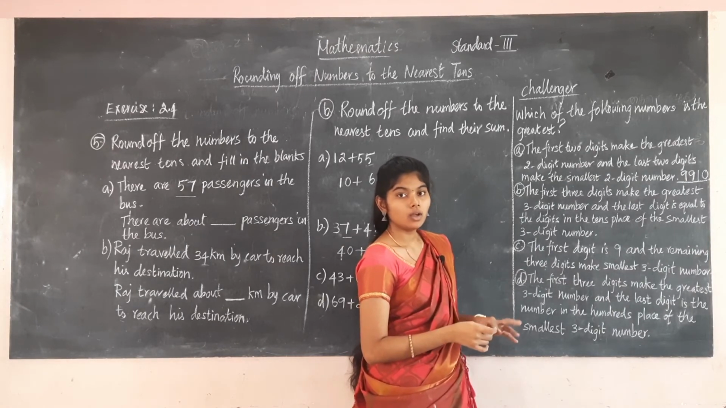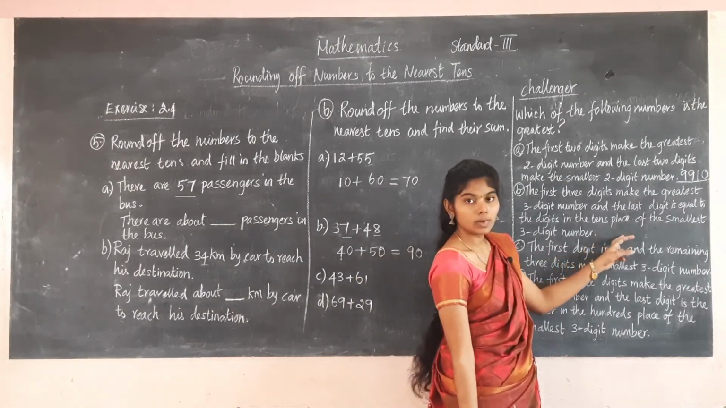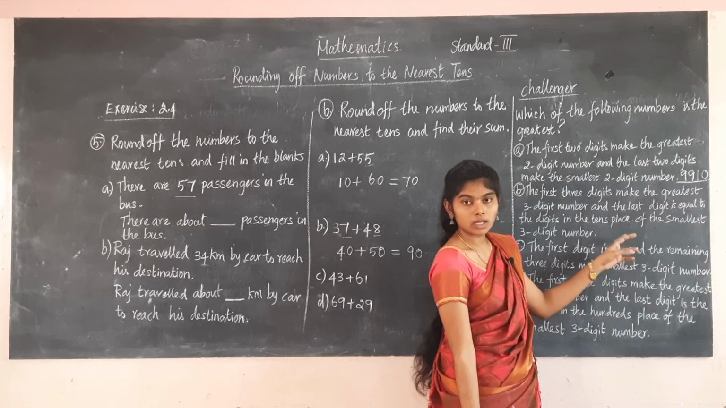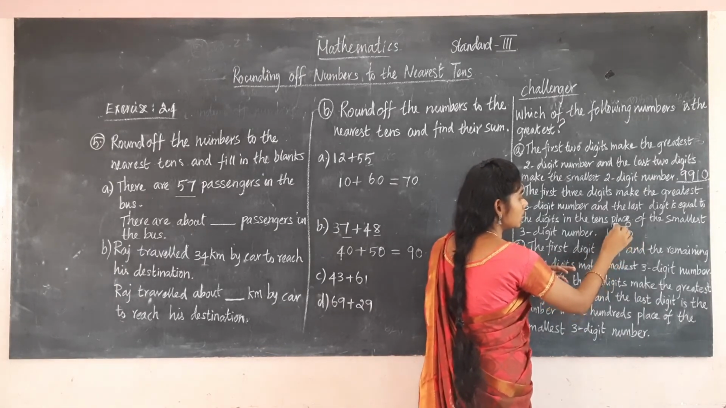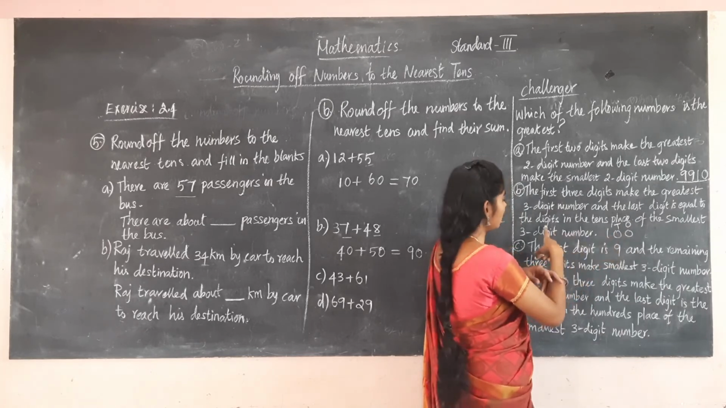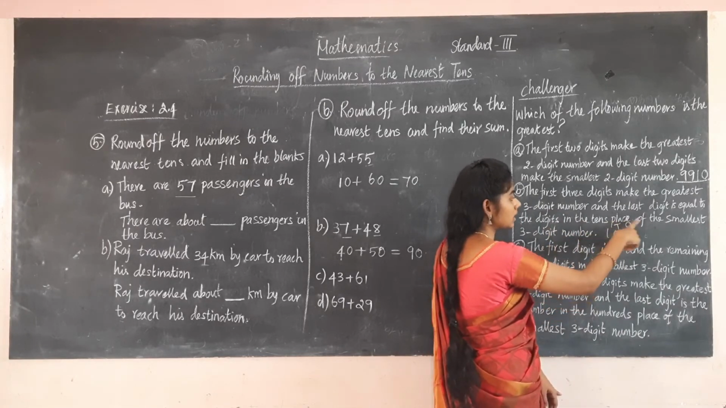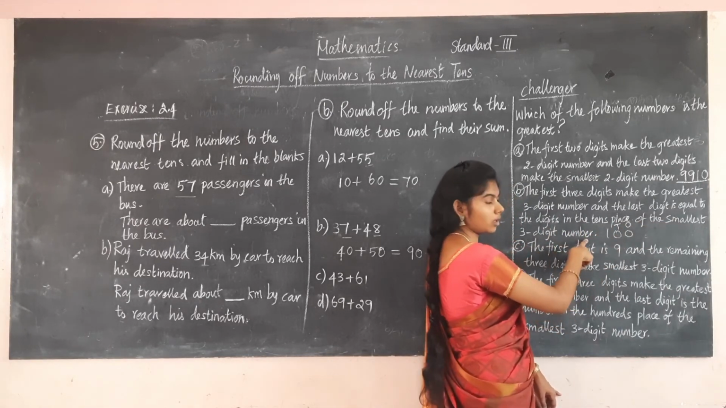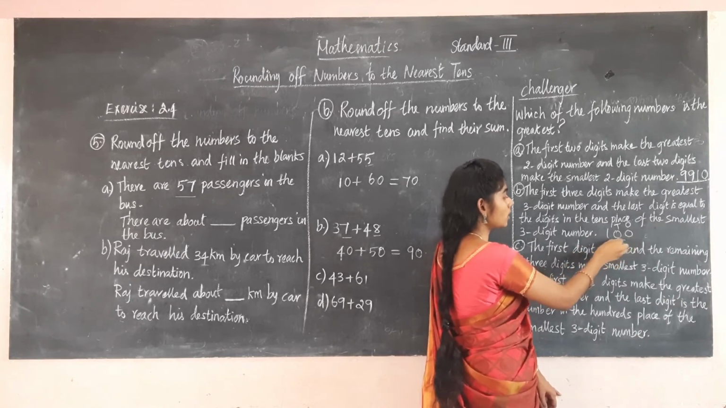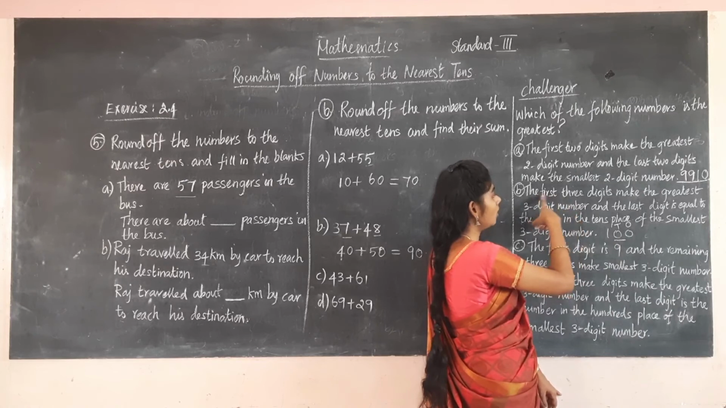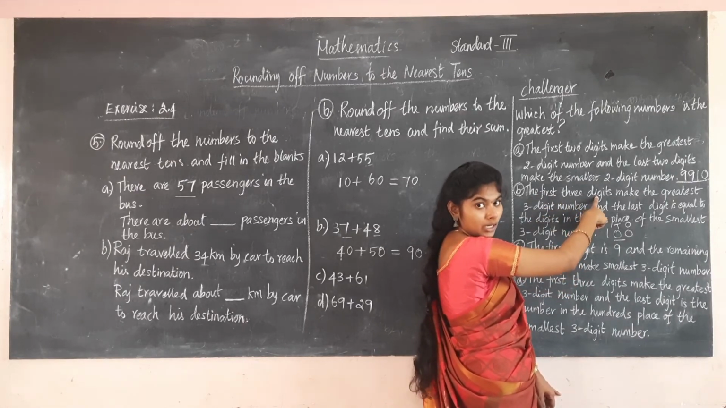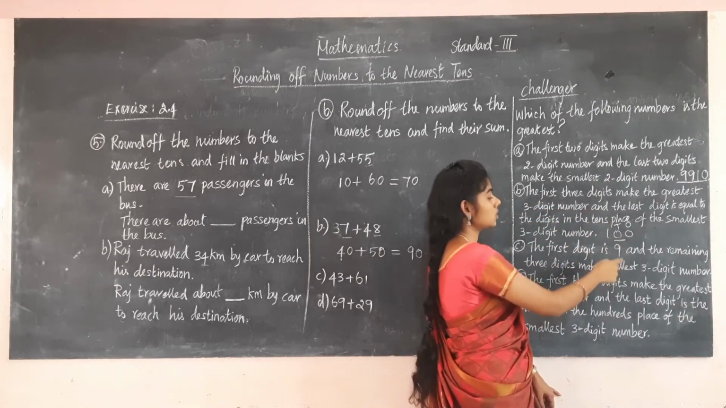It is 100. In 100, which is the tens place? 0 is in the tens place. In the ones place, what is there? 0. This is the ones place; the tens place is 0. So the digit in the tens place of the smallest 3-digit number is 0. The 0 is the last digit of this 4-digit number. The first 3 digits will be 999 and the last digit will be 0.